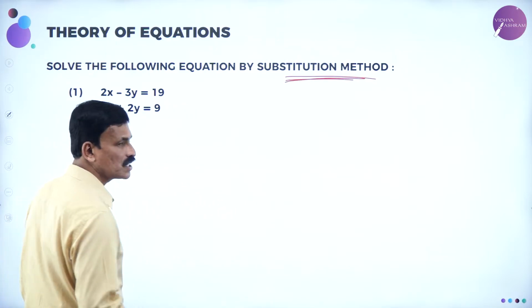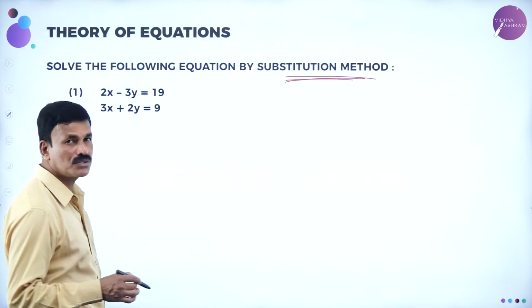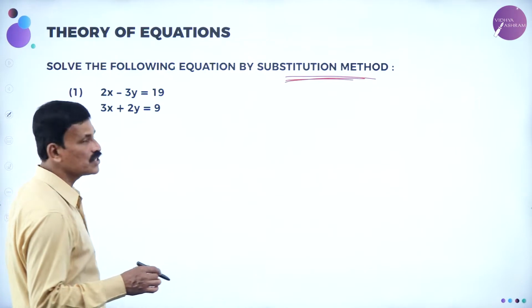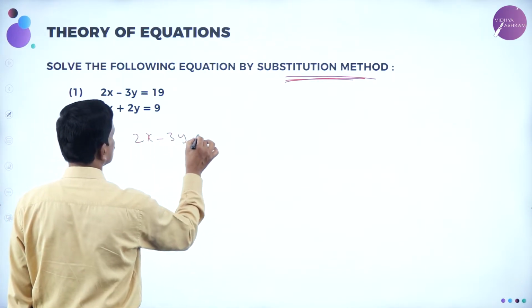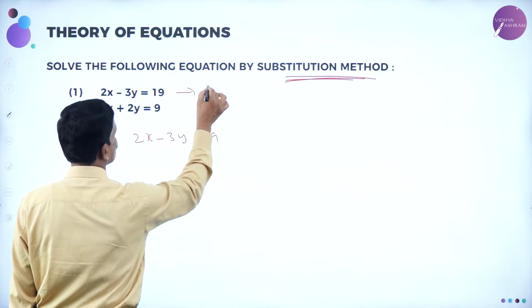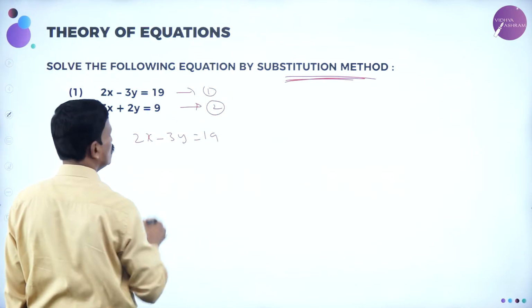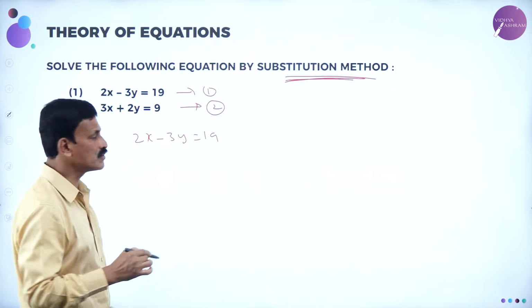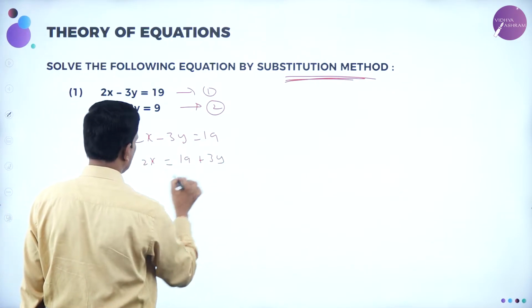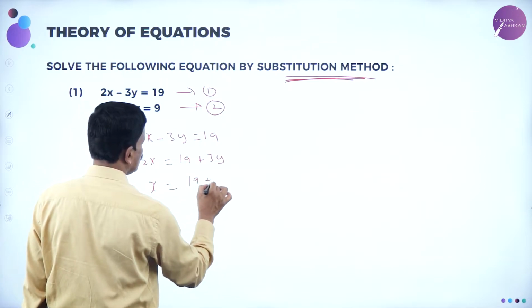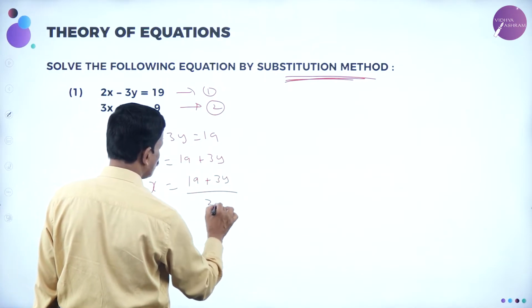Now, what are the equations given? 2x minus 3y is equal to 19 and x plus 3y is equal to 9. Let us consider this equation, 2x minus 3y is equal to 19. Let us represent these as equation number 1 and 2. Now, 2x minus 3y is equal to 19, or 2x is equal to 19 plus 3y. x is equal to (19 plus 3y) divided by 2.